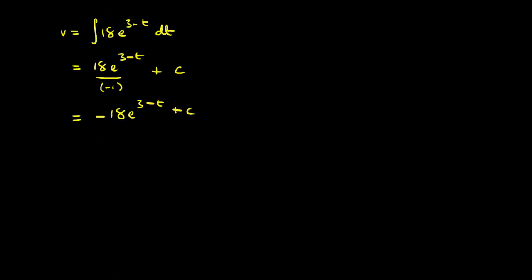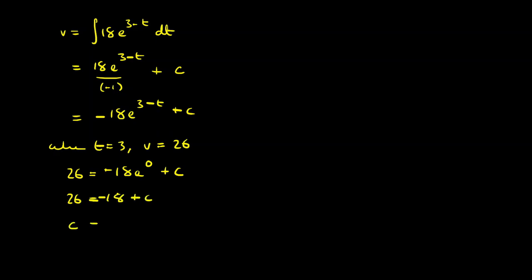We can say that when t is equal to 3, the velocity is equal to 26. So we substitute those values in. 26 is equal to negative 18 e to the power of 0, because 3 minus 3 is 0, plus c. And e to the power of 0 is 1, so 26 is equal to negative 18 plus c. And so c is equal to 26 plus 18, which is 44.